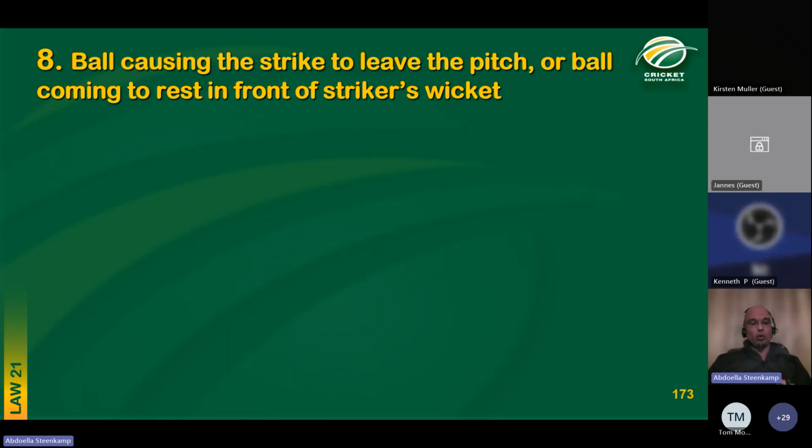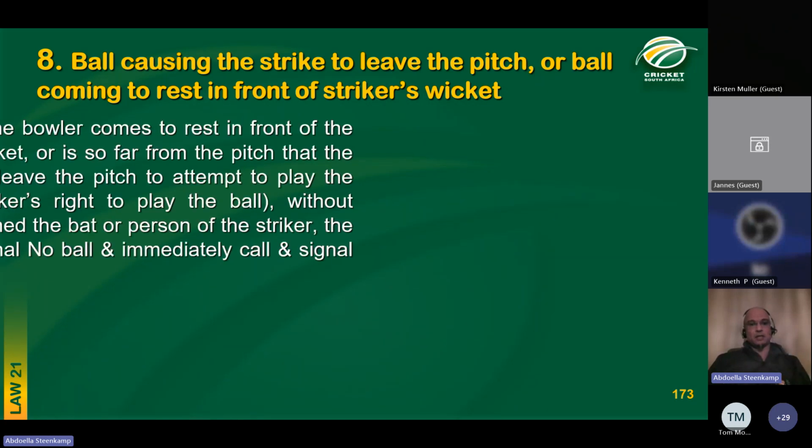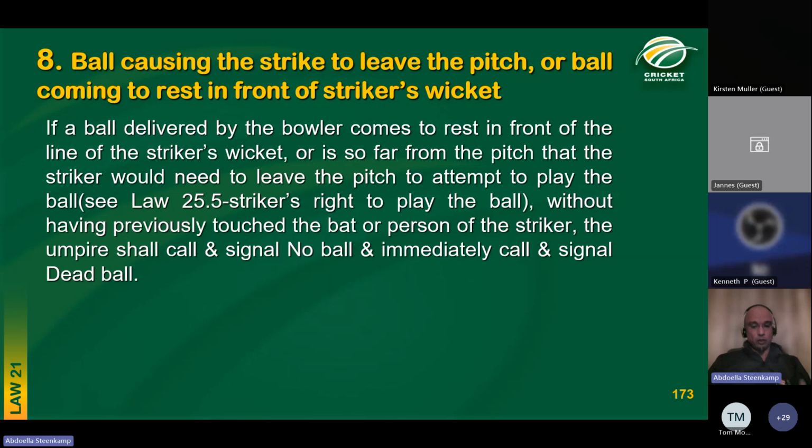So what happens if the ball that was delivered causes the striker to leave the pitch, or the ball was delivered and starts rolling towards the striker, but actually stops before reaching the striker's wicket? Law now tells us that if the ball was delivered and comes to rest, to a standstill, before the line of the striker's wicket, umpire needs to do two things: call and signal no ball, and immediately call and signal dead ball.